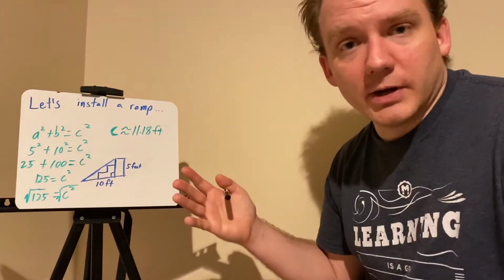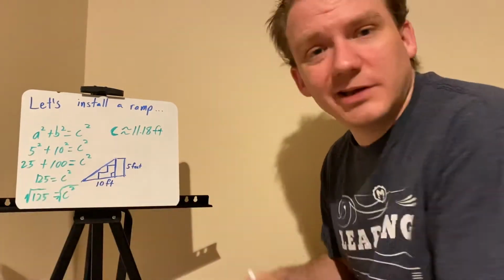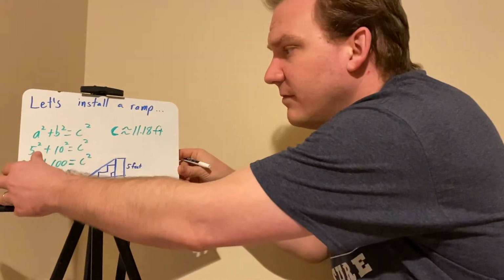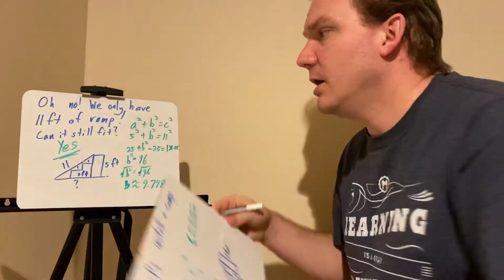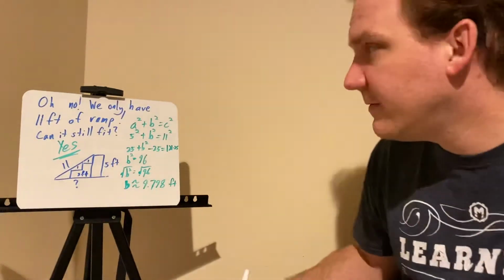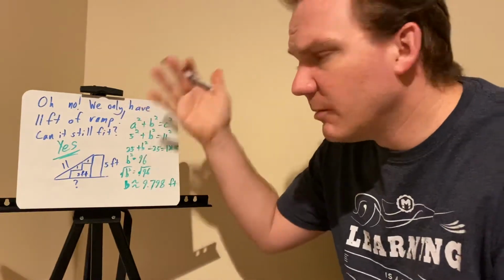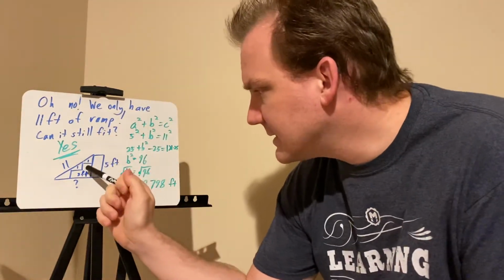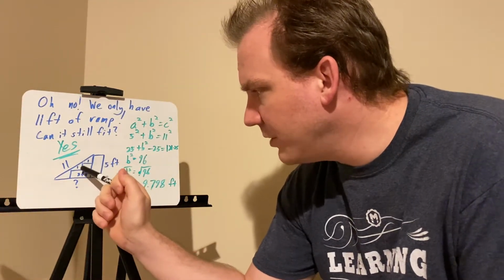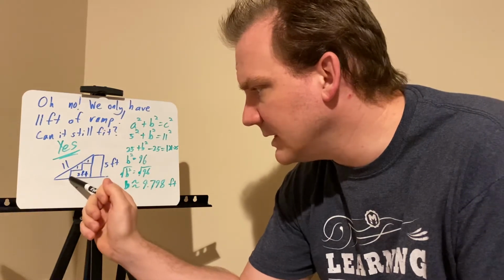There's an example. However, sometimes we might need to adjust our plans because in real life, things aren't always going to be neat and clean. Oh no, we only have 11 feet of ramp. So we want to make this ramp. I want to know, can it still fit? A couple things I might think about is these stairs. I say they're each 1 foot long, so it has to go out at least 2 feet.